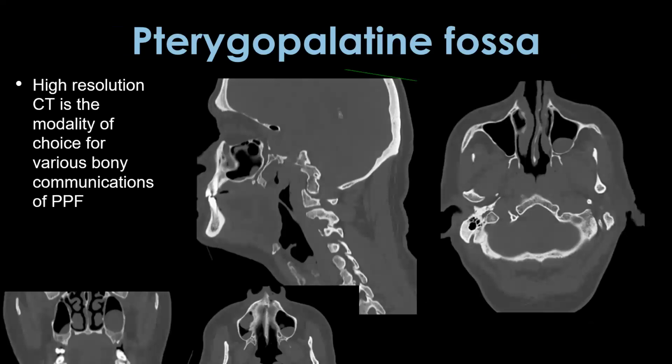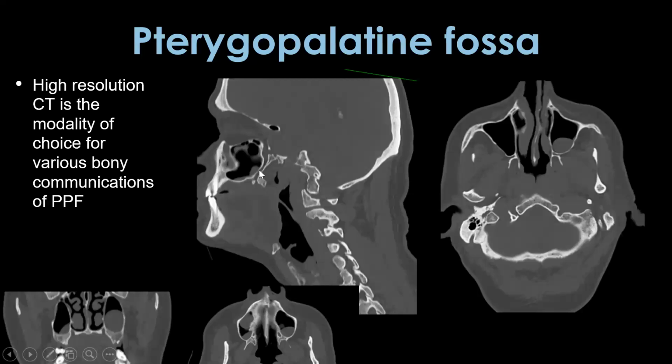A little about the pterygopalatine fossa. Now, the best imaging technique for viewing the pterygopalatine fossa is high-resolution CT images with various oblique reconstructions. So I'll show the pterygopalatine fossa in this sagittal reconstruction. We can see the greater palatine foramen here. So this defect is the greater palatine foramen.